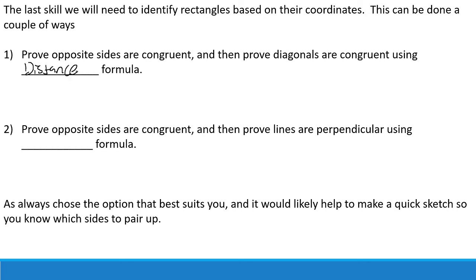Remember, you use the distance formula to prove that segments are congruent. Or you can prove that opposite sides are congruent, and then you can prove that the lines are perpendicular using the slope formula. So I'm going to do both of them here, and then whatever one works for you can be the one you focus on. So let me do the distance formula one first.